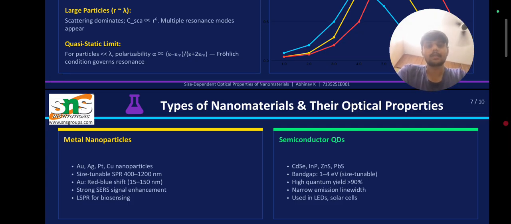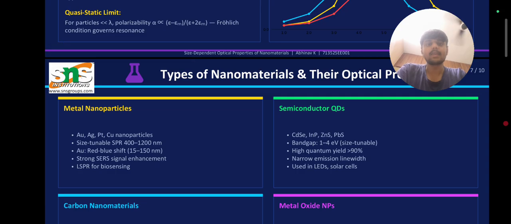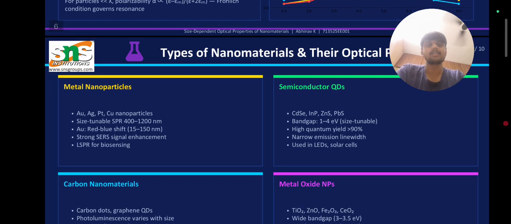Next, types of nanomaterials and their properties. Metal nanoparticles: AU, AG, PT, CU nanoparticles, size tunable SPR is 400 to 1200 nanometer. Next, AU shows red and blue shifting. 15 to 150 nanometer, strong SERS signal enhancement. Next, LSPR is for biosensing.